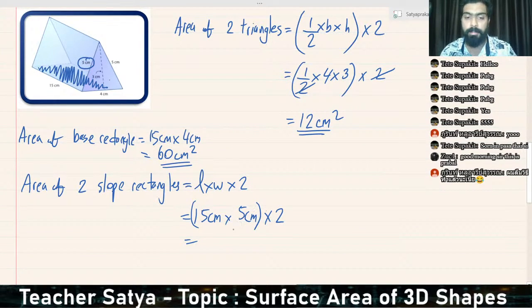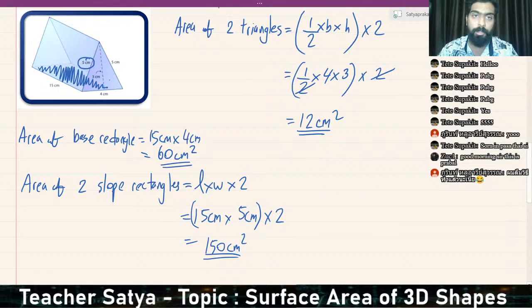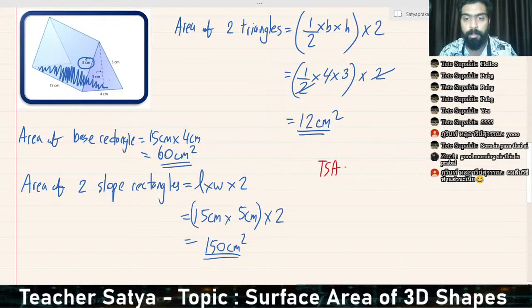15 times 5 times 2 is going to give us 150 centimeter square. Now we have found the total surface area, as we have found the area of all the 5 faces, right guys? So the TSA, the total surface area, would be the area of two triangles times 2 plus 3 rectangles.